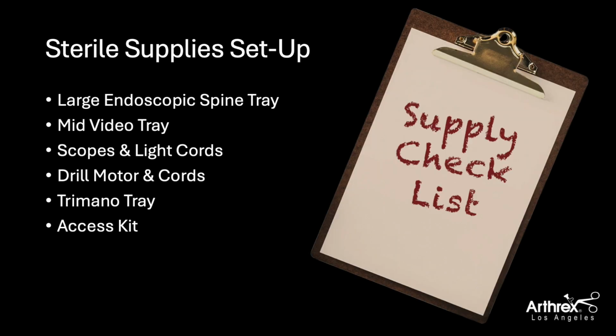Once we've got all of our disposables as well as our consoles and we're in the room and we have the right side set up to what we need to do, Scrub Tech will be opening up our large endoscopic video tray, a mid-video tray that will have camera heads as well as light cords and sometimes a drill motor cord. And then potentially we might have an extra scope tray or a Tremonto arm tray with that. As we do that, we want to make sure that we are setting it up with them, and as an efficient process, we're going to do that starting with a large endoscopic tray.